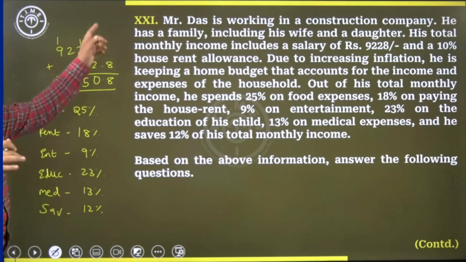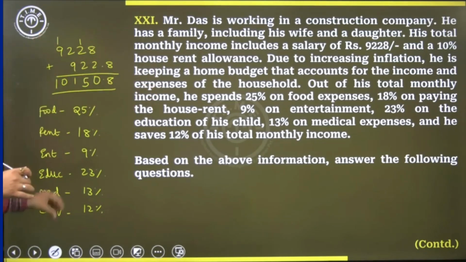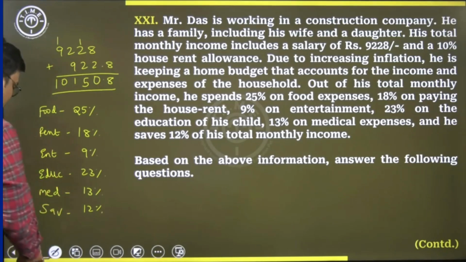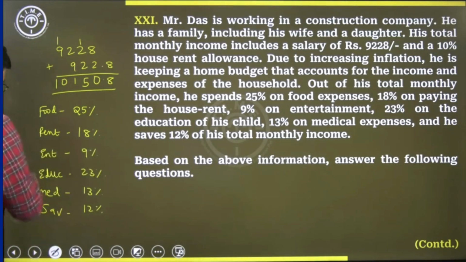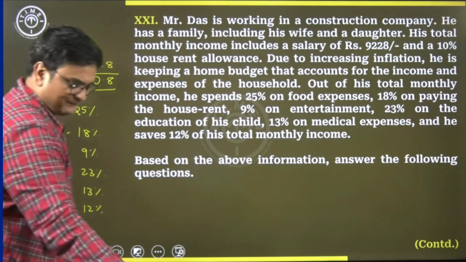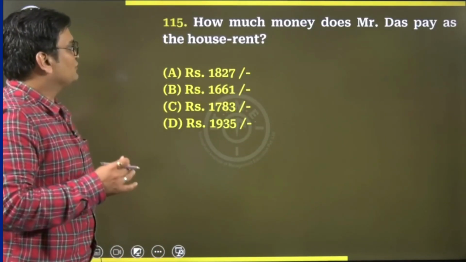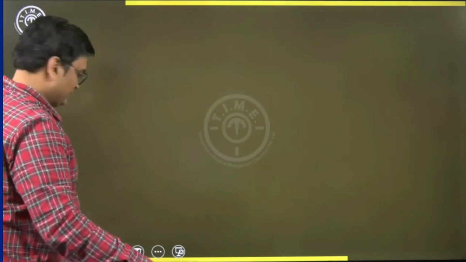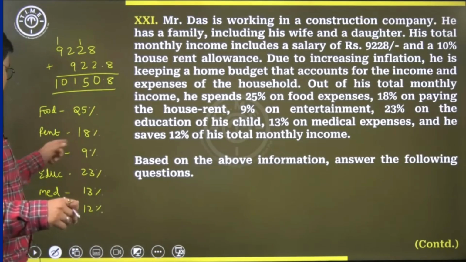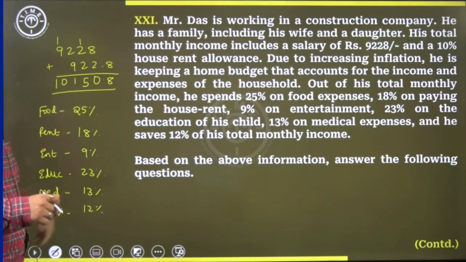So what I have done is, this entire paragraph we have converted into numbers. So we'll refer back to this particular column that we have here while solving the questions. How much money does Mr. Das pay as house rent? Now how much is house rent? House rent, if you will see, is 18%. 18% of what? 18% of 10,150.